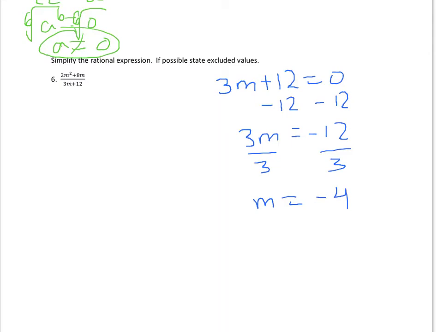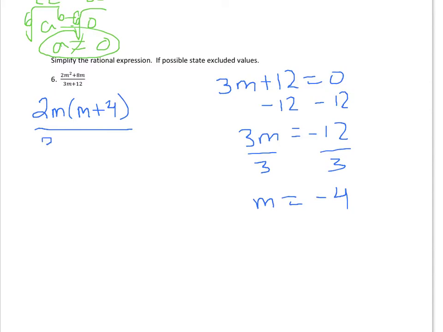Those, I'm really hoping, are difficult. Set the denominator equal to 0 and solve. Now we have to factor. So let's see. Factor the top: you can factor out 2m. You're left with m plus 4.